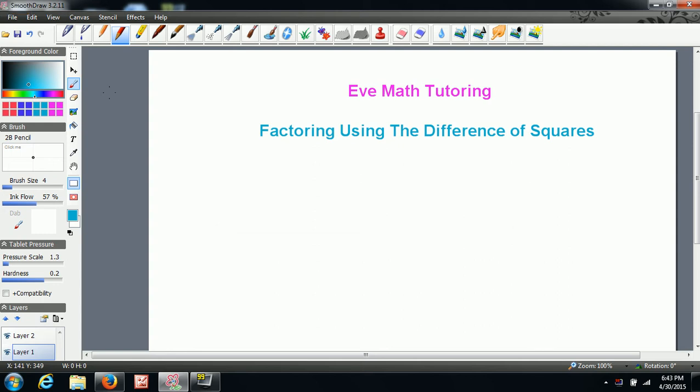Today's lesson is on factoring using the difference of squares. So the rule for factoring using the difference of squares is the following. If you have a squared minus b squared, that can be factored in the following way: a plus b and a minus b. Okay, that's the difference of squares.